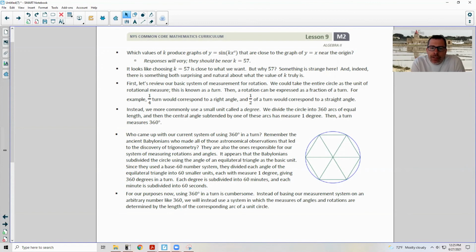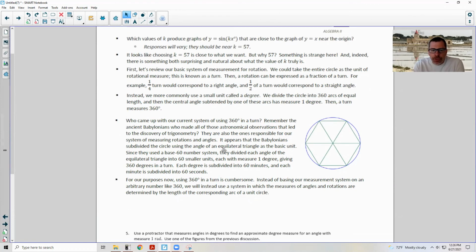First, let's review our basic system of measurement for rotation. We could take the entire circle as the unit of rotational measure, and this is known as a turn. Then a rotation can be expressed as a fraction of a turn. For example, a quarter of a turn would correspond to a right angle, and a half of a turn would correspond to a straight angle. Instead, we more commonly use a small unit called a degree. We divide the circle into 360 arcs of equal length, and then the central angle subtended by one of these arcs has a measure of 1 degree. Then a turn measures 360 degrees. Okay, so that's what we do for the circle.